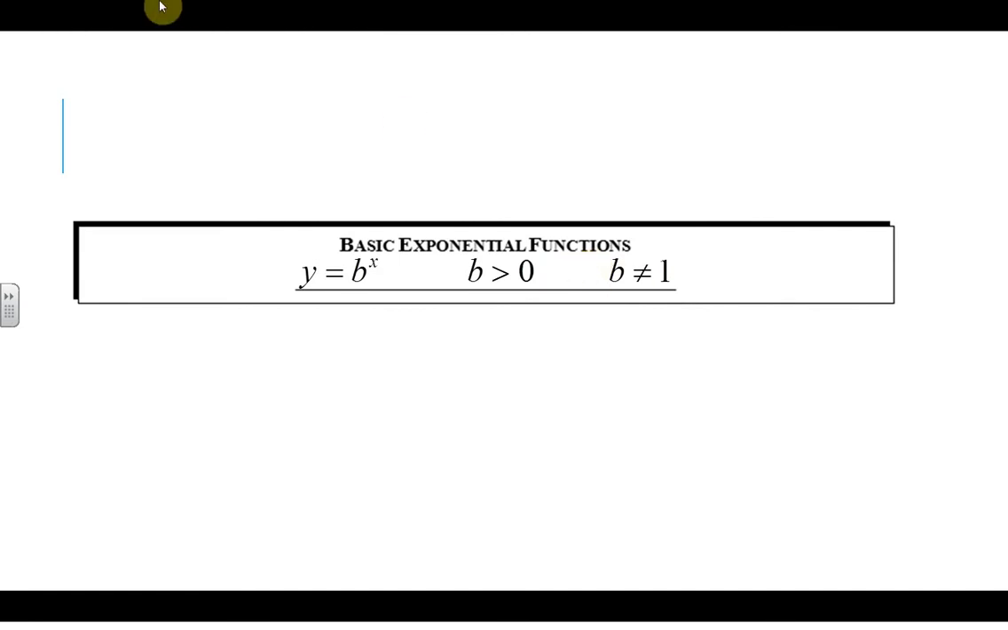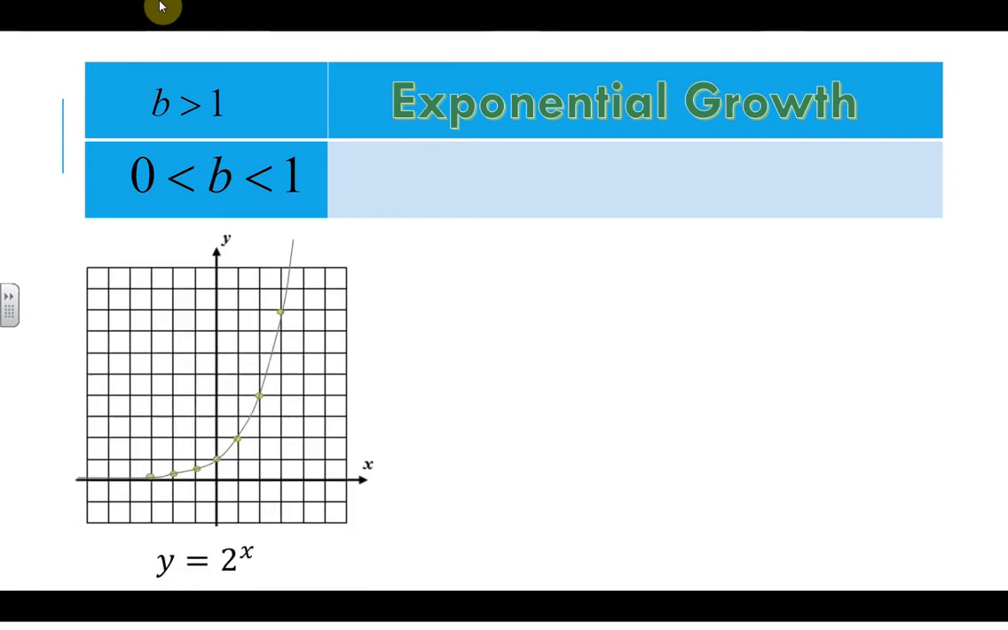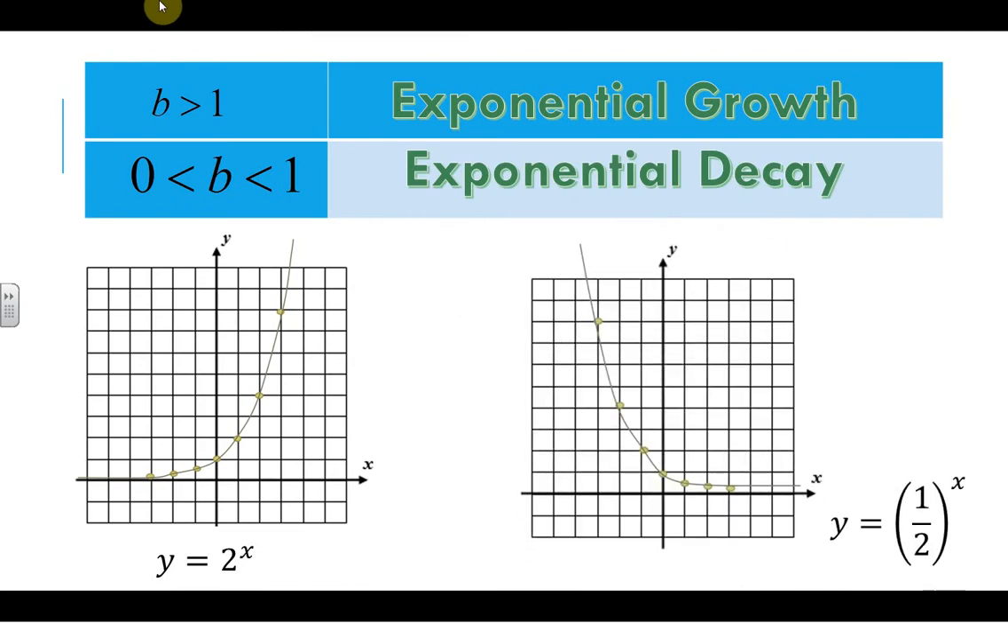Next slide. If B is bigger than 1, you have exponential growth. And if it's less than 1 but greater than 0, it's going to be exponential decay. So essentially, if it's a fraction. We're not dealing with negative numbers here because we have exponential, so negatives could become positives, et cetera. With exponentials, you're either growing or decaying.